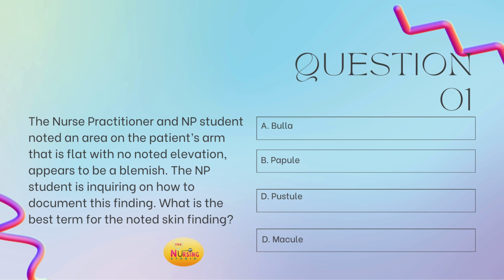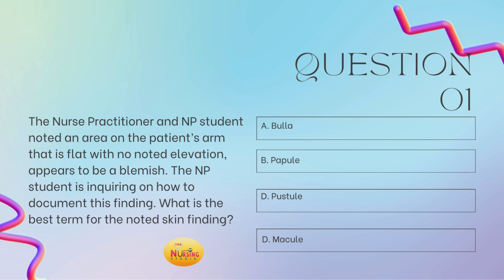So the stem of the question here states, what is the best term for the noted skin finding? All right, so what's the skin finding? Patient has a flat area on their arm with no noted elevation. It appears to be a blemish. Okay, so you've got to know those dermatological terms and which parameters fall under which, right?